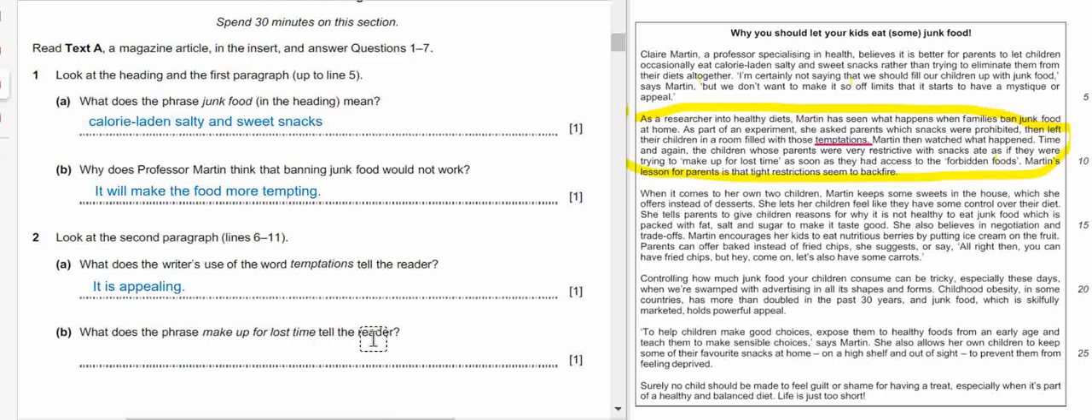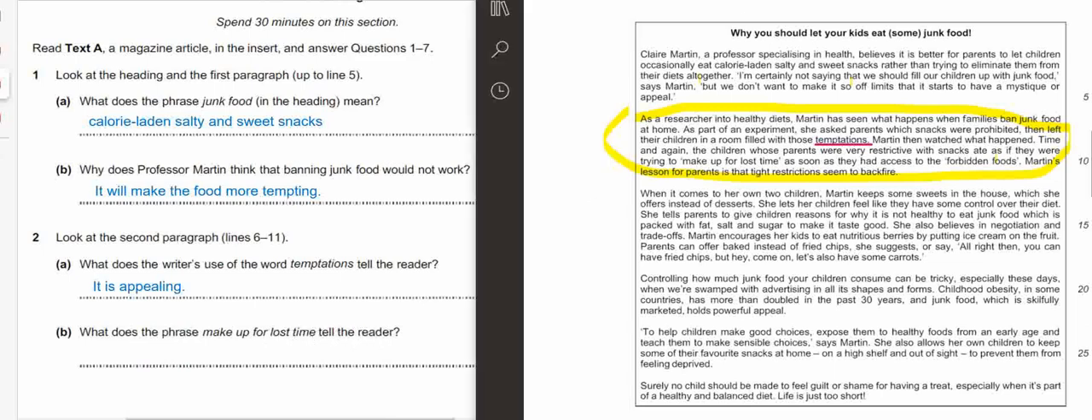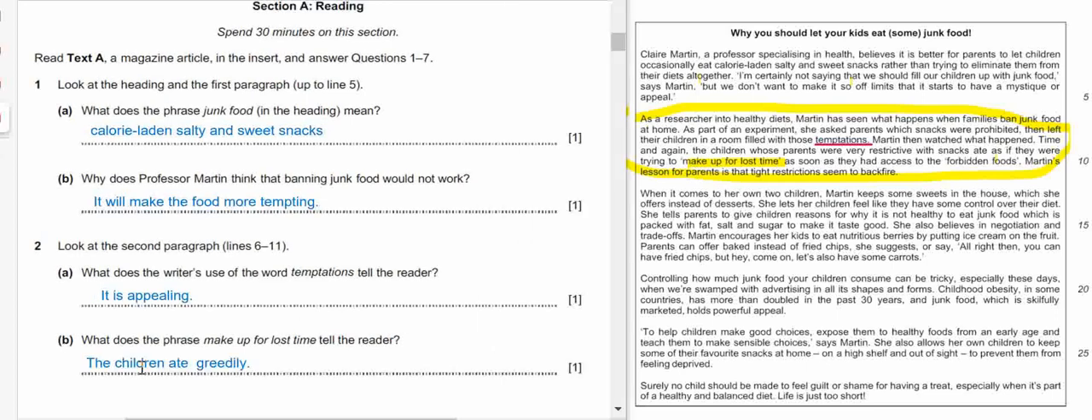10 seconds. 10, 9, 8, 7, 6, 5, 4, 3, 2, 1. If you have not finished, you may pause this video. We'll review the answer now. The children ate greedily to make up for lost time, as soon as they had access to the forbidden foods.